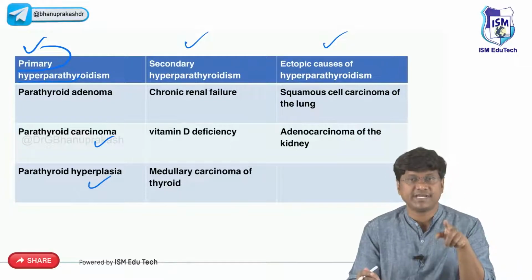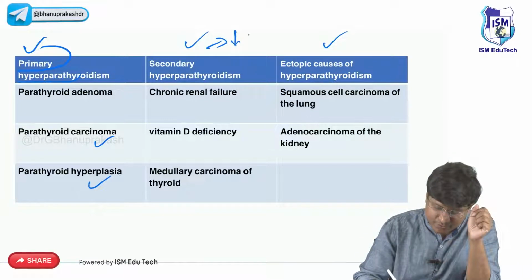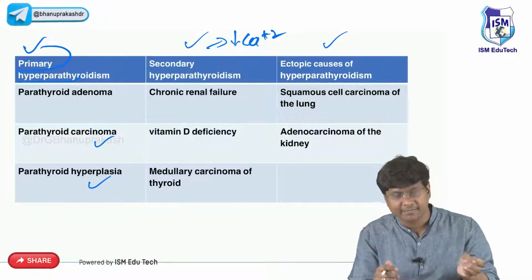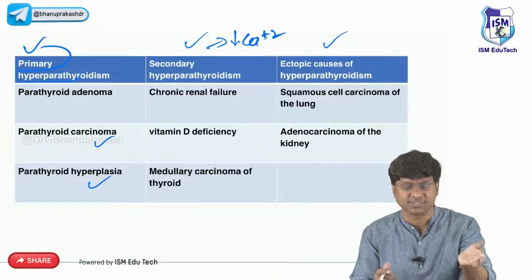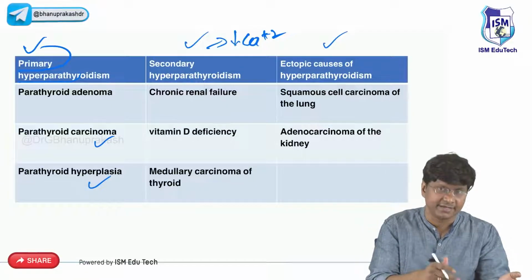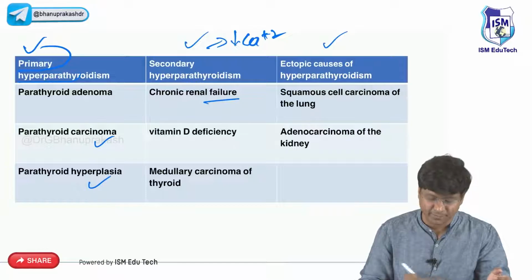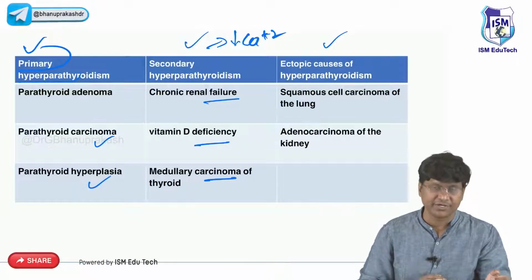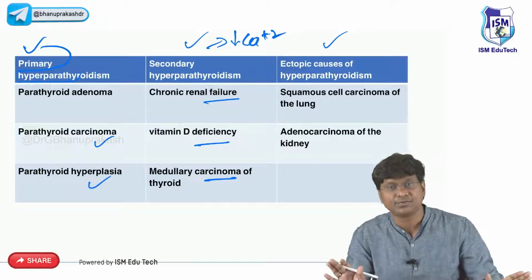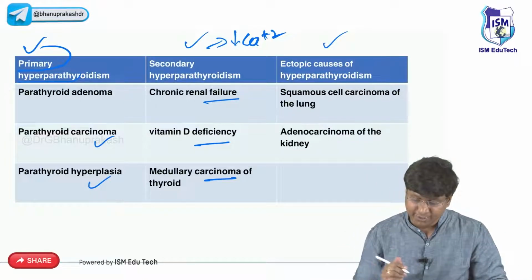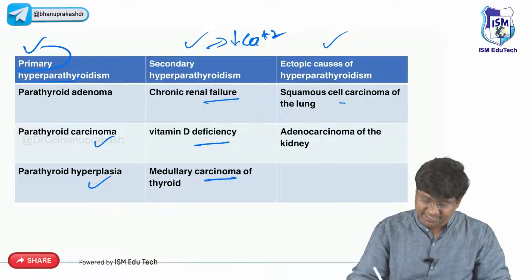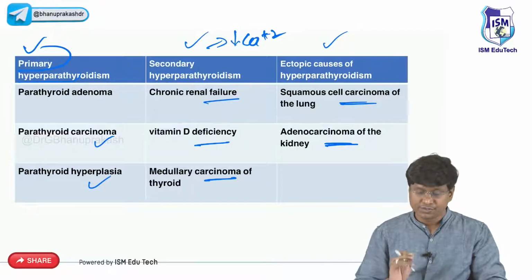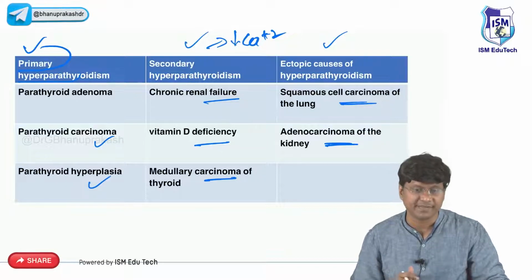Secondary causes are mainly secondary to hypocalcemia. So whenever the calcium level reduces, secondary to that, parathormone will be released. That is called secondary. That is chronic renal failure, you will have hypocalcemia. Vitamin D deficiency, you will have hypocalcemia. Medullary carcinoma of thyroid, you will have hypocalcemia. So that is about your secondary hyperparathyroidism. Then ectopic causes of hyperparathyroidism include squamous cell carcinoma of the lung and adenocarcinoma of the kidney. So these are the ectopic causes for hyperparathyroidism.